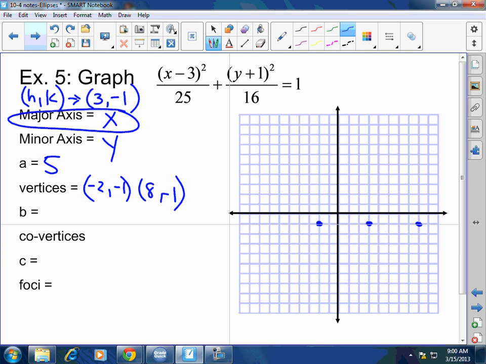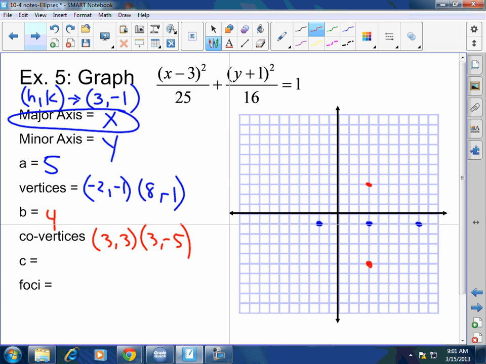Okay, what's my value of my b? Okay, b is 4. So from the center, go up 1, 2, 3, 4. Down 1, 2, 3, 4. So my co-vertices are 3, 3, and 3, negative 1, 2, 3, 4, 5. Does that make sense?